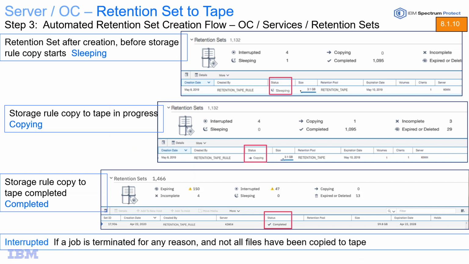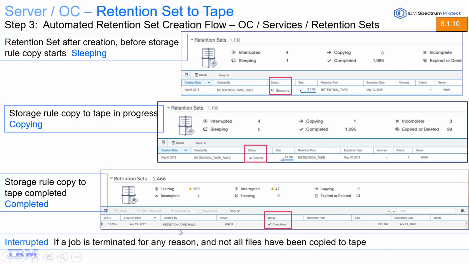When that retention rule runs, it creates an in-place retention set. And we can see that that retention set has actually been created. Now the copy out to tape is actually sleeping, meaning the retention set is created, but we haven't copied it out to tape yet. Once we start copying that retention set out to tape, you'll see that it's copying. And once it's completed copying out to tape, it will show as completed.